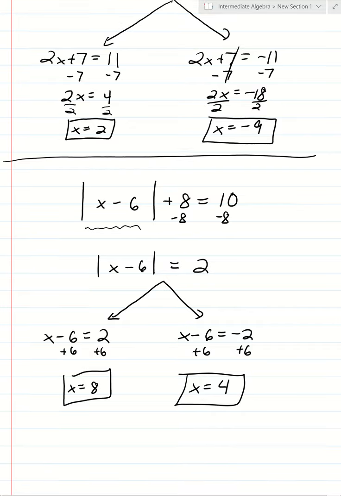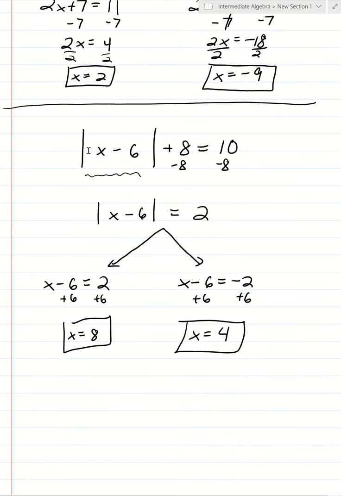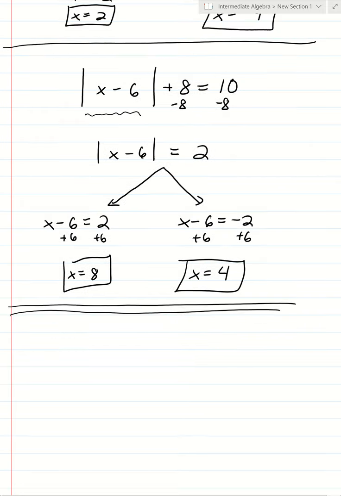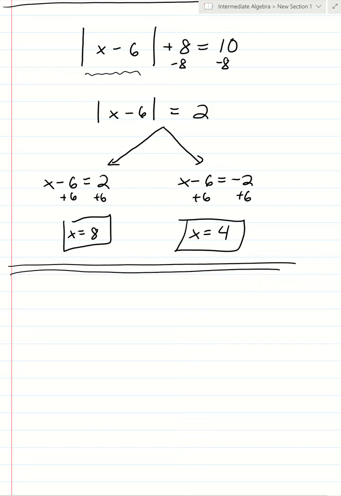Okay, so here was slightly different because we had to get the absolute value by itself. And the way we were able to do that is by adding the 8 over to the other side. I'm sorry, subtracting the 8 over. Even if we had a problem like this, let's say we had negative 3 times the absolute value of maybe x minus 4 equals negative 18.